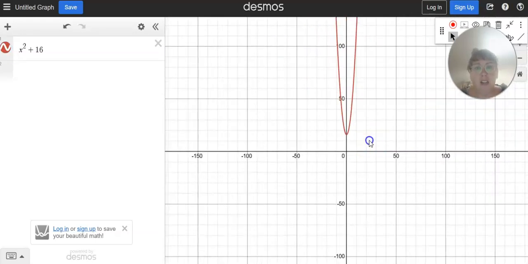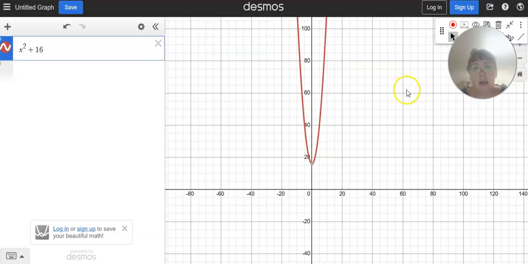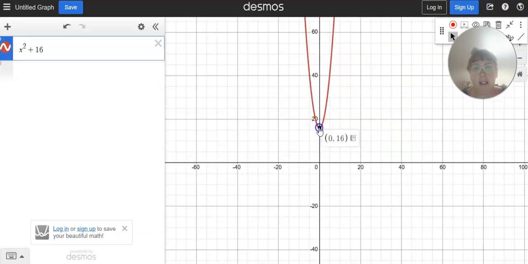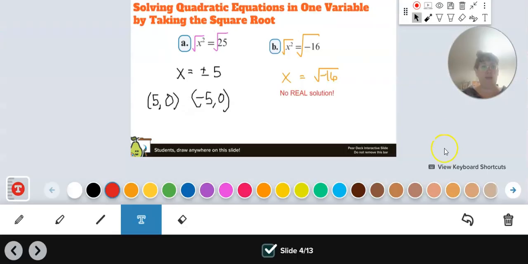It's never going to touch the x-axis. Notice here's the minimum at 16. It's never going below that. So if it's not ever touching the x-axis, we have no solutions. Beautiful.